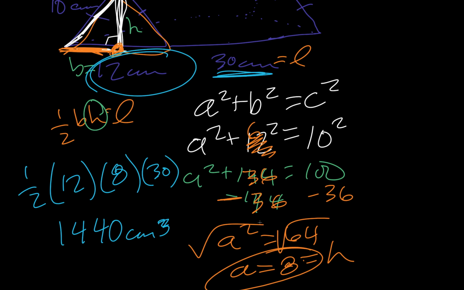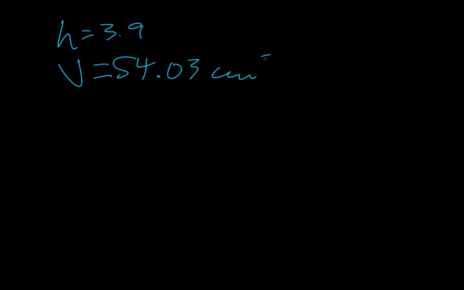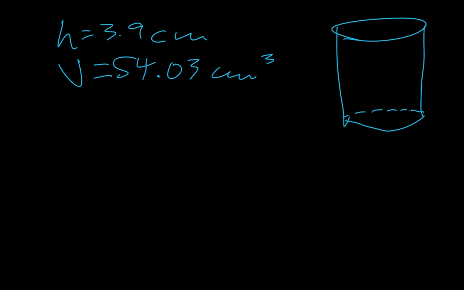Okay, moving on to example 6. Find to 3 significant figures the radius of a cylinder with height equal to 3.9 and volume equal to 54.03 centimeters cubed. Okay, so we have a cylinder, draw our picture. There's some radius in centimeters. And then we have 3.9 centimeter height, and we know the volume.